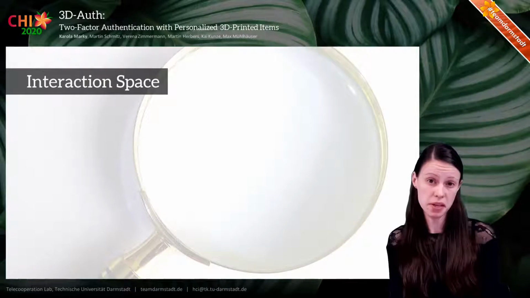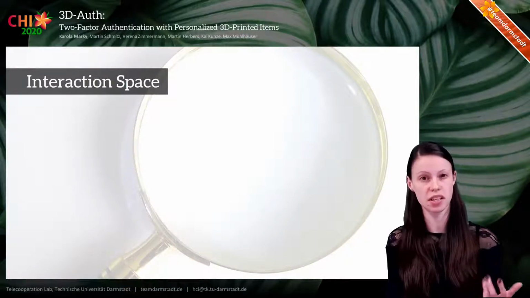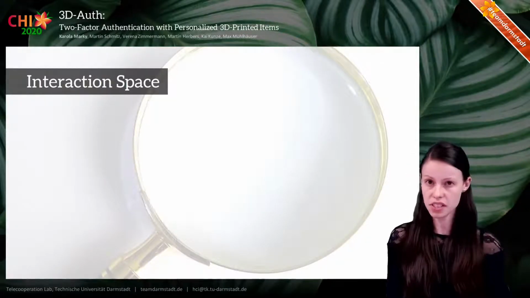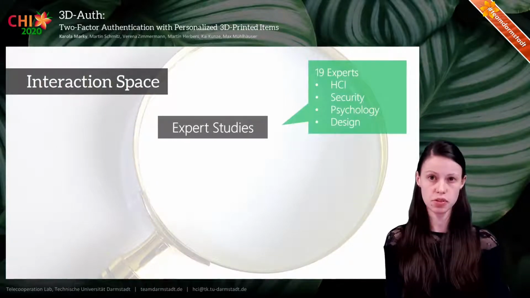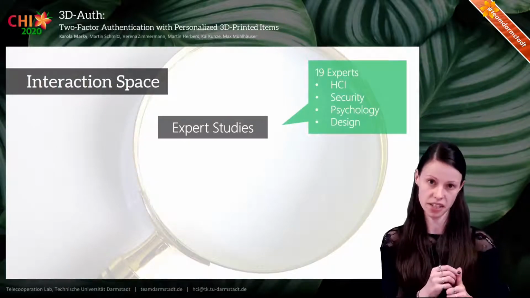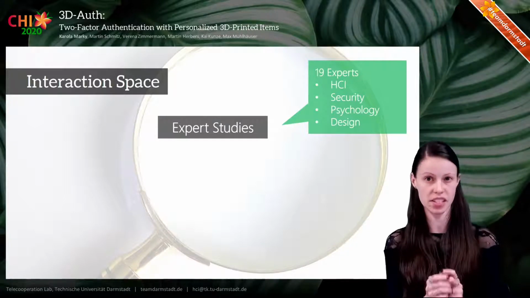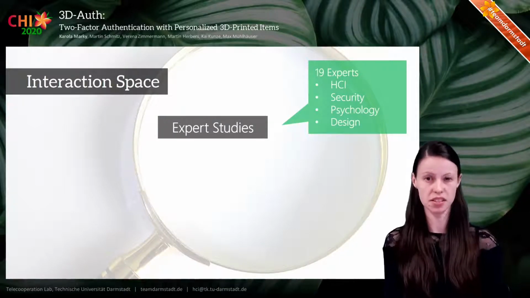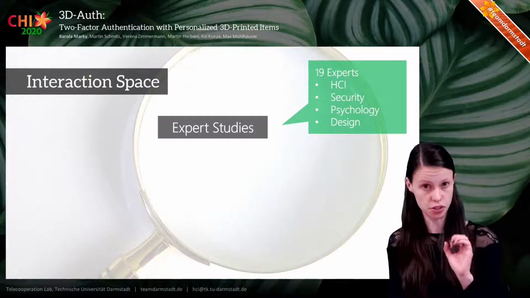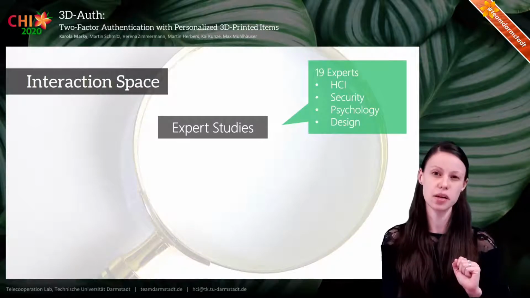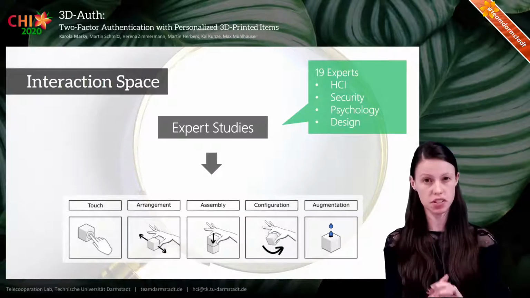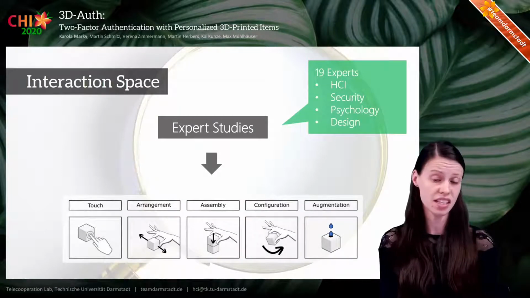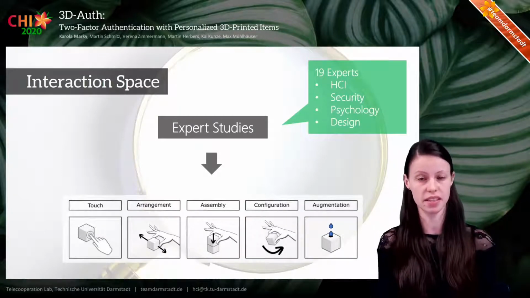Now, to generate possible interactions that the users can use to authenticate, we conducted expert design studies with a total of 19 experts from the areas of human-computer interaction, security, psychology, and design. We presented different usage contexts and settings to them. And finally, our study resulted in 5 categories of possible authentication interactions that I will explain on the next slides.